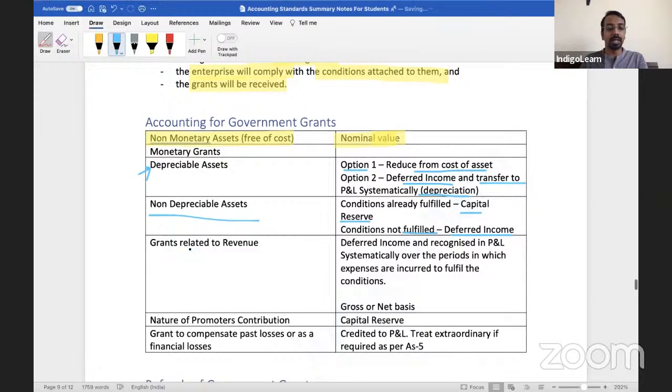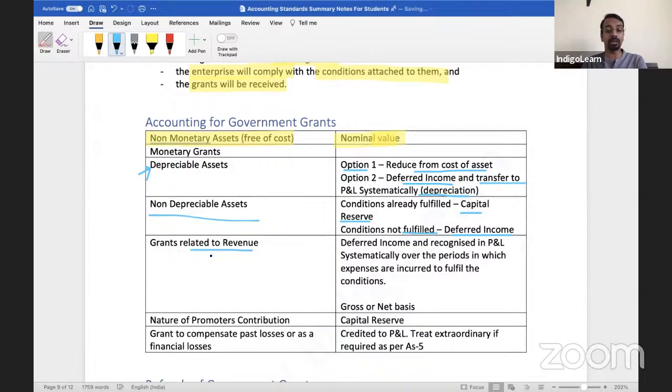Okay. Then what do we do with grants related to revenue? Revenue means it is not a grant related to asset. The government may say, you give employment to 100 people, we'll give you grant. Or they may say, you do development of this particular area, you do some expenditure on society, we'll give you some grant, right? You run a school, we'll give you grant. Now, something which is not related to an asset.